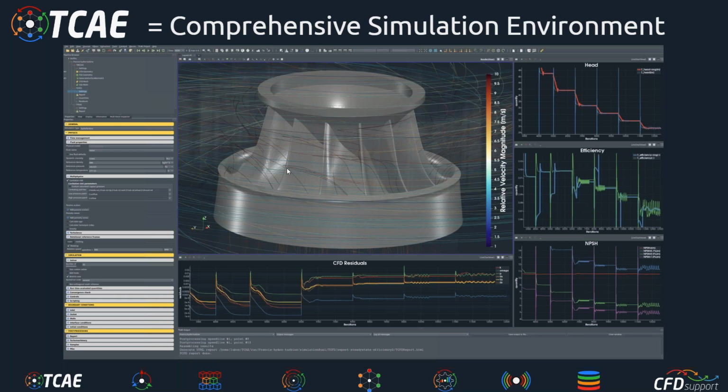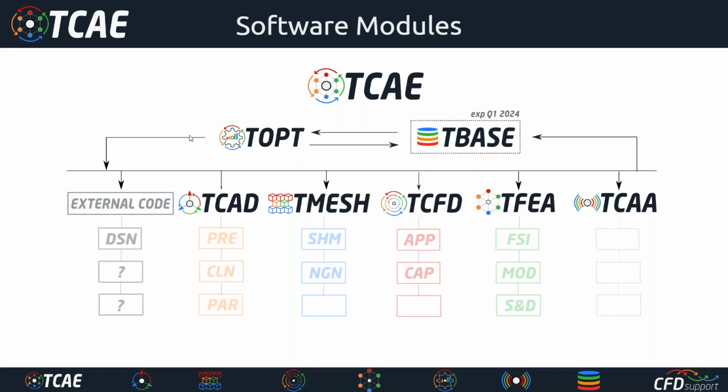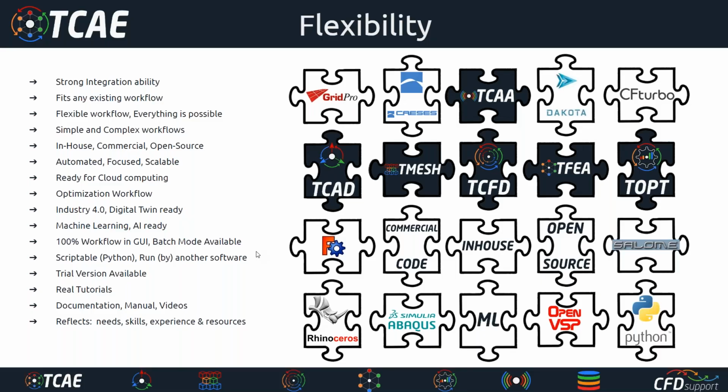Okay, so what's on the table? It's TCAE. It's our software. We believe it's pretty unique for several reasons. It has several software modules for mesh creation, for CFD, FEA, for acoustics, for optimization, and other stuff. There are a couple of reasons why to use it. We follow a couple of principles. We follow them really carefully, and we are very strict about them, and proud of them.